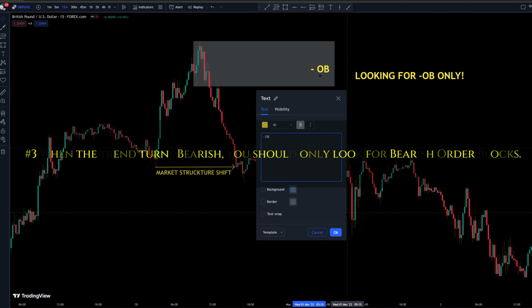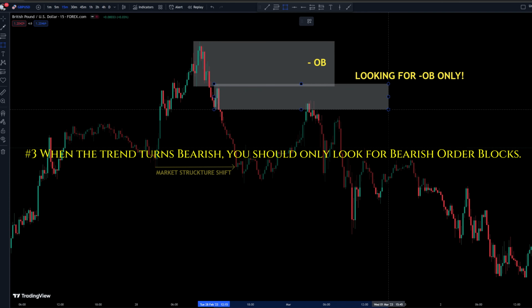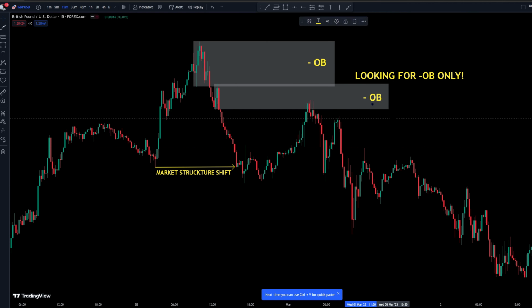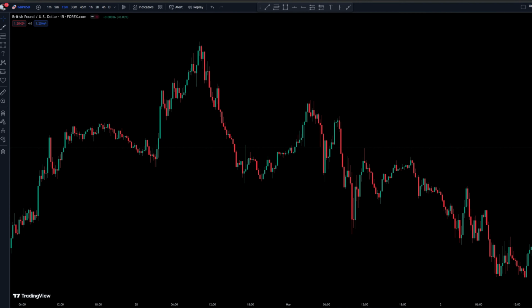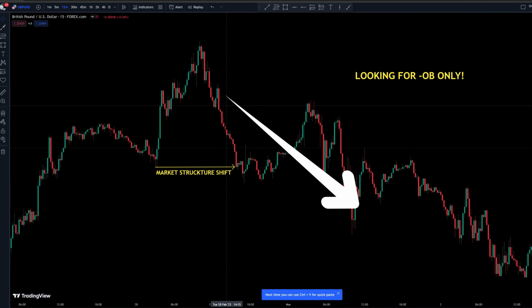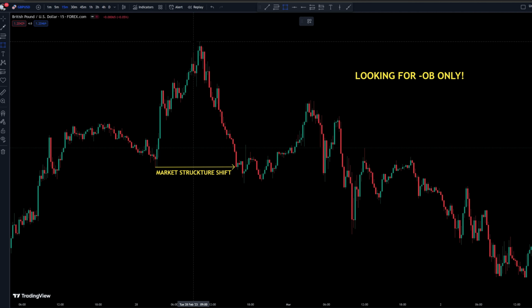Rule of thumb number 3: when the trend turns bearish, you should only look for bearish order blocks. The trend turns bearish only when there is a break and shift in market structure. After the shift in market structure from bullish to bearish, you don't look anymore to bullish order blocks as a place to enter your next trade. Instead, you must look at new bearish order blocks to enter your shorts and aim for the price target of the liquidity pools below those old bullish order blocks, and vice versa.